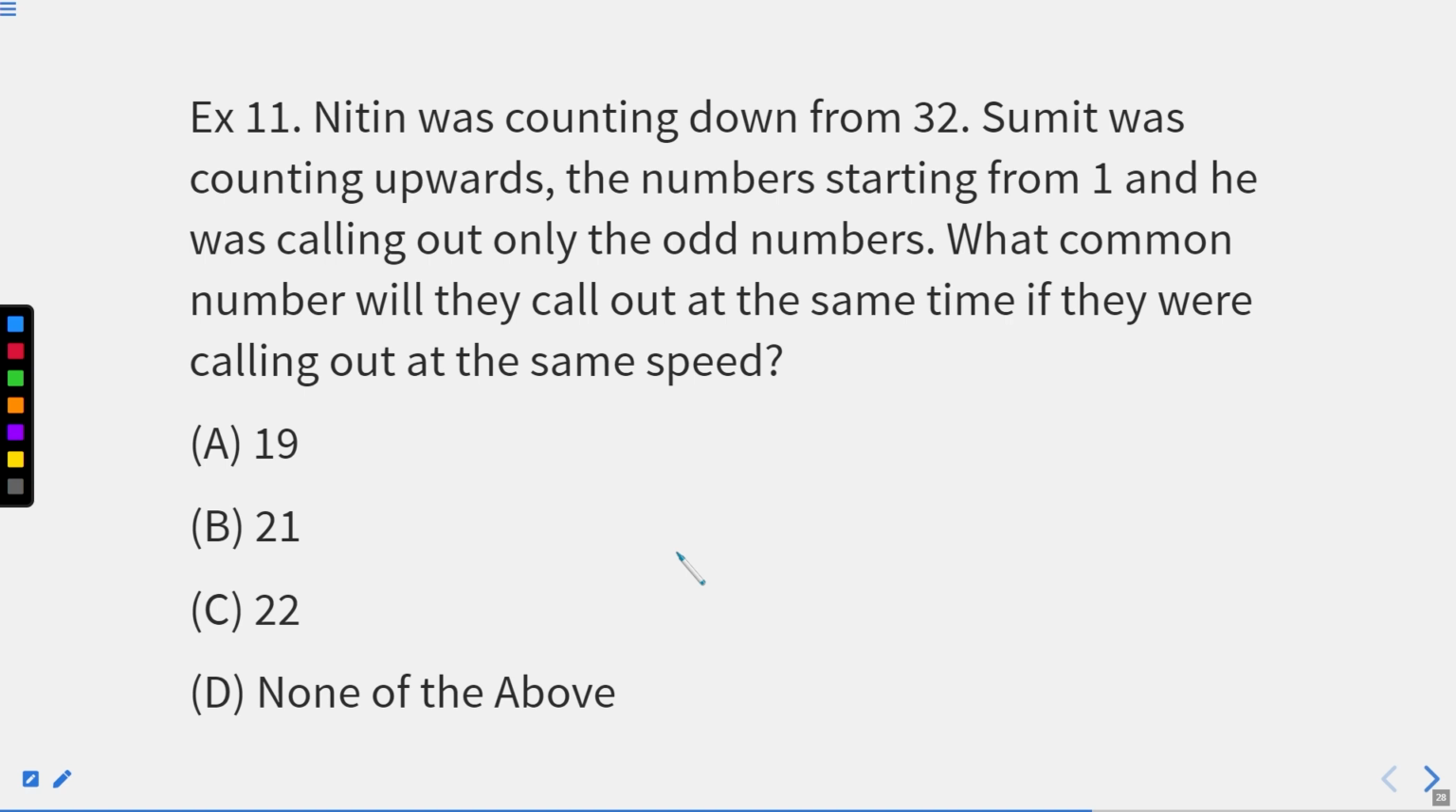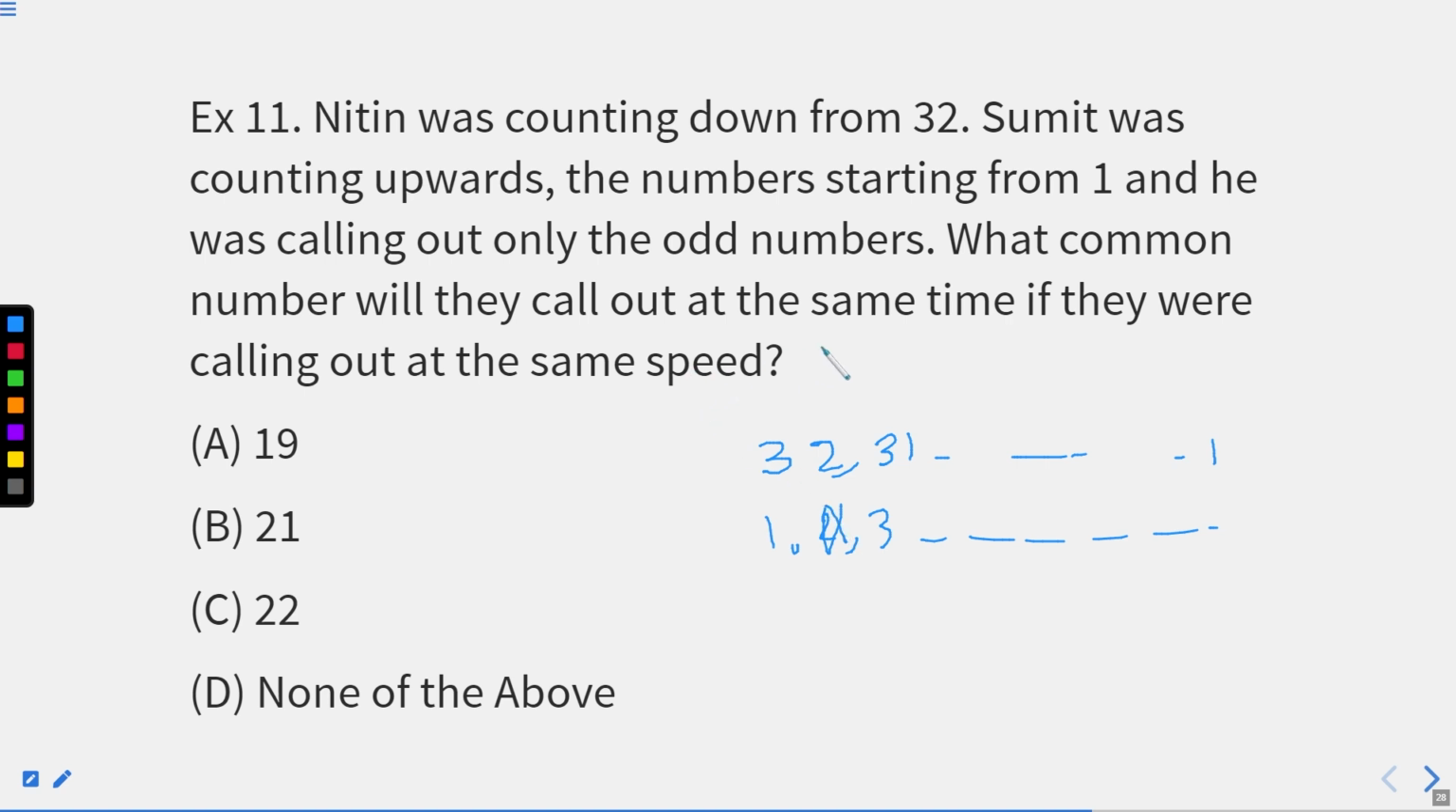So the question says that Nitin was counting downwards from 32. So how exactly is Nitin counting? Nitin started with 32, then he's saying 31 and so on till 1, right? Sumit was counting upward. How is Sumit counting now? Sumit is counting like 1, 2, 3, so on till, let's say, n numbers, right? He was calling out only the odd numbers. Now 2 will not appear.